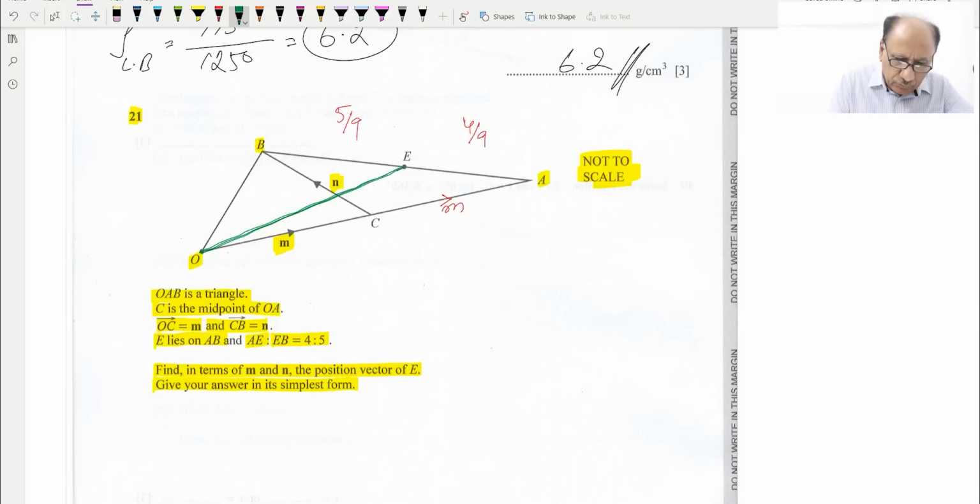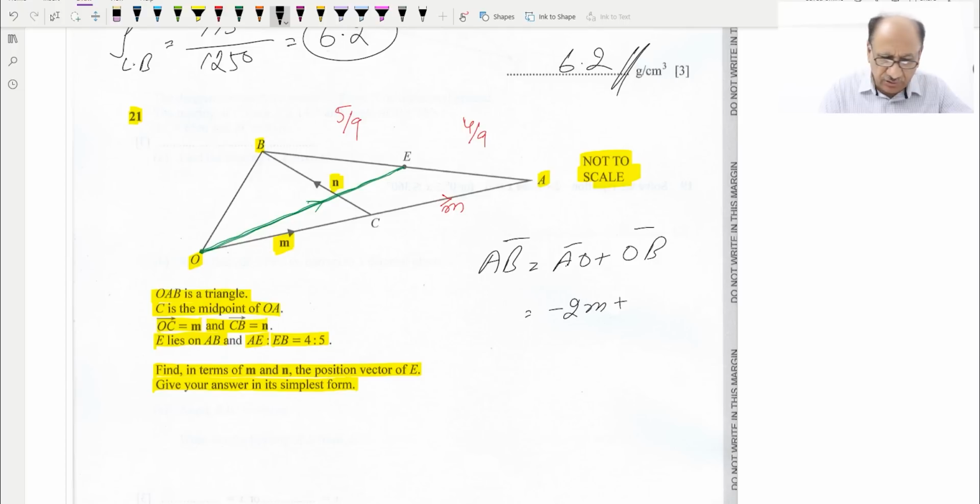Okay, so this will be OE, and we can take the route. First of all, we need to find AB, because we will be utilizing that. AB will be equal to AO plus OB. AO is minus 2m because of the opposite direction, and OB will be what?